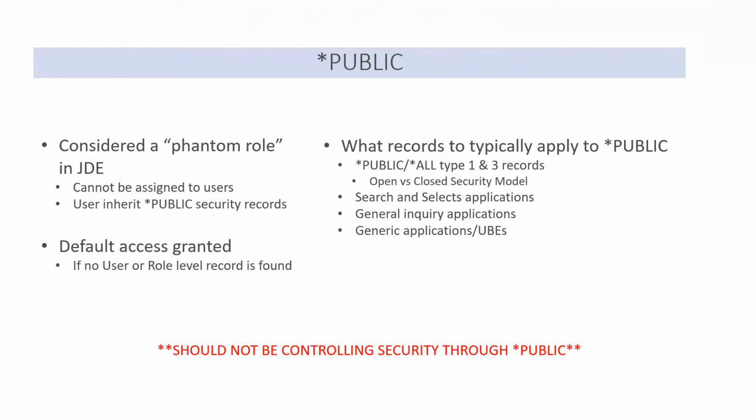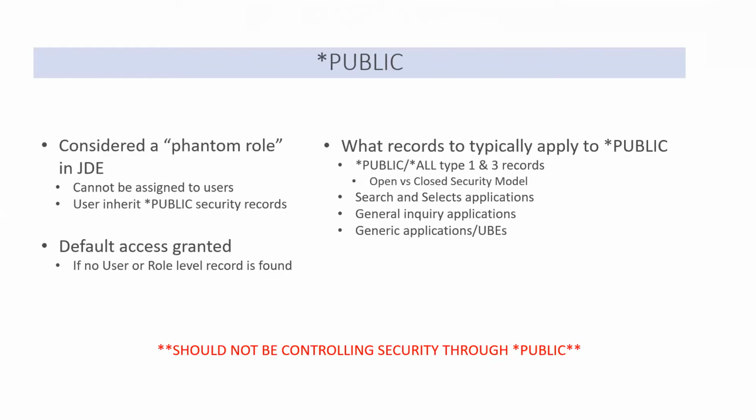What records do we typically apply to Star Public? Star Public, Star All, at least according to the open and closed model that I'm discussing here. Star Public, Star All, type 1 and 3. So type 1 is our action, type 3 is our application, and that goes for both open and closed security models. We'll take a look here in a minute at the difference. We'll want our search and select applications there. There's no changing of data.